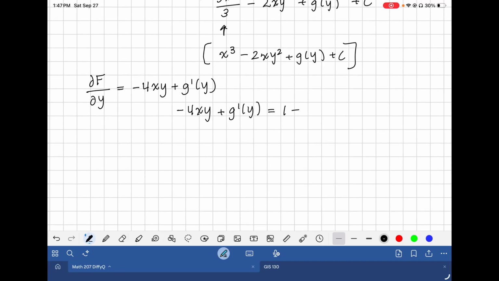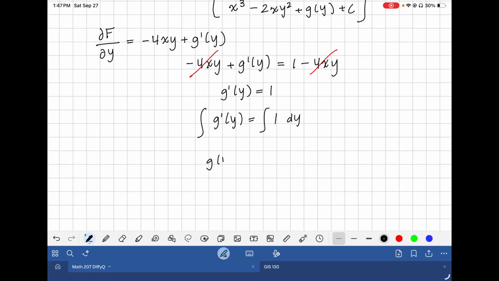So 1 minus 4xy. And so we already see that we can get rid of these two, and they're going to cancel out. And so we are just left with g prime of y equals 1. And of course, we have to integrate these. So we're going to get g of y is equal to the integral of 1, and that's going to be dy. So we're going to end up with g of y is equal to y.